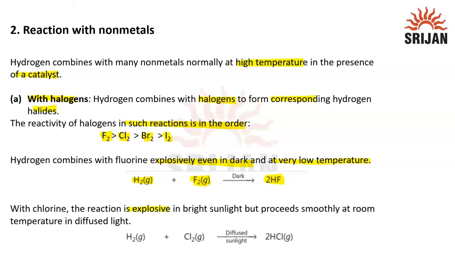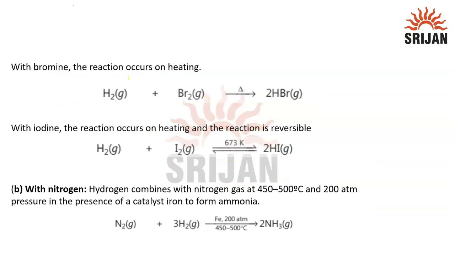With chlorine, the reaction is explosive in bright sunlight but proceeds smoothly at room temperature in diffused sunlight. So this is not at all much explosive in diffused sunlight. Hydrogen on reacting with chlorine will produce two molecules of hydrochloric acid. With bromine, the reaction occurs on heating. So hydrogen on reacting with bromine gas will produce two molecules of hydrogen bromide. With iodine, the reaction occurs on heating and the reaction is reversible. So hydrogen on reacting with iodine gas will produce two molecules of hydrogen iodide.